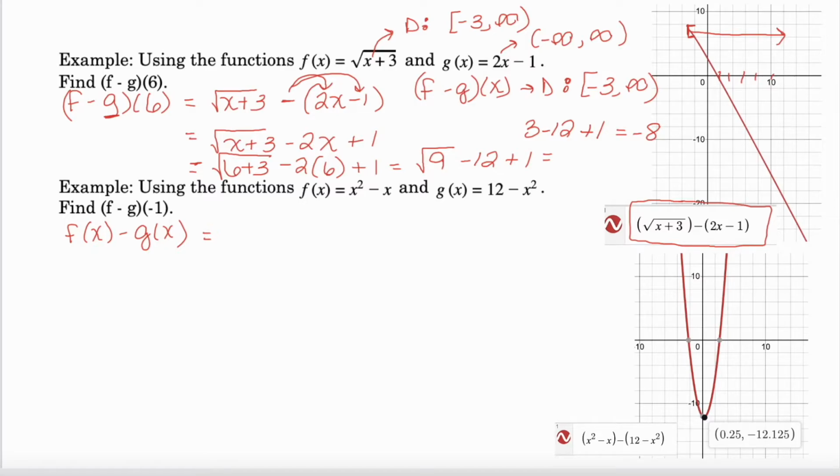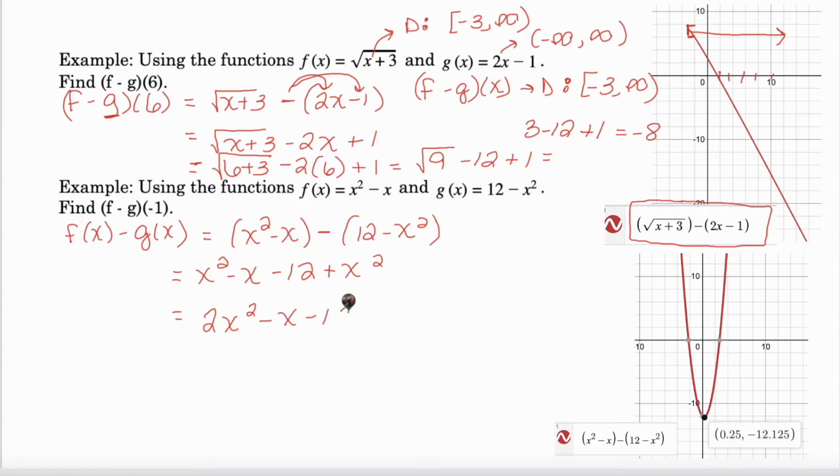Instead of putting them in one parenthesis, I'm kind of putting them in 2. This is the same thing then as saying I want to take x squared minus x and subtract 12 minus x squared. So notice I'm putting the parentheses around 12 minus x squared to ensure that I'm subtracting everything from g of x. Then I'll distribute, so I'll have x squared minus x minus 12 plus x squared. I can also combine like terms, so 2x squared minus x minus 12.